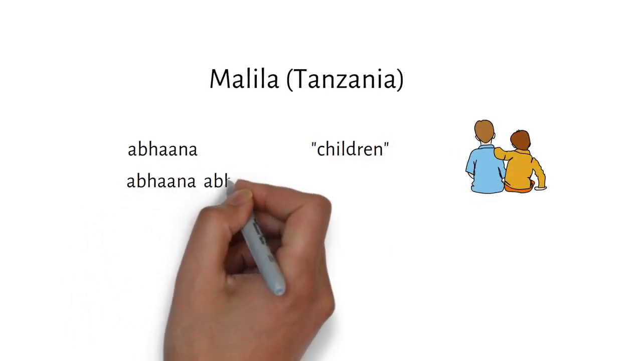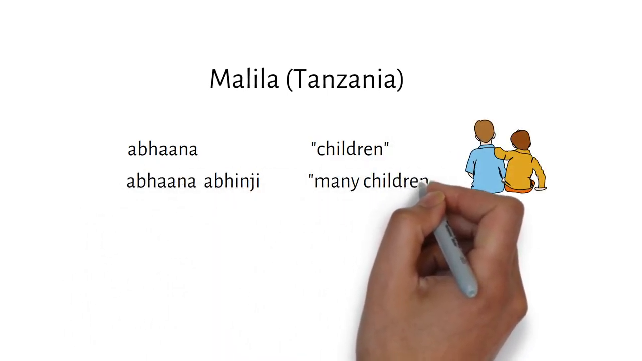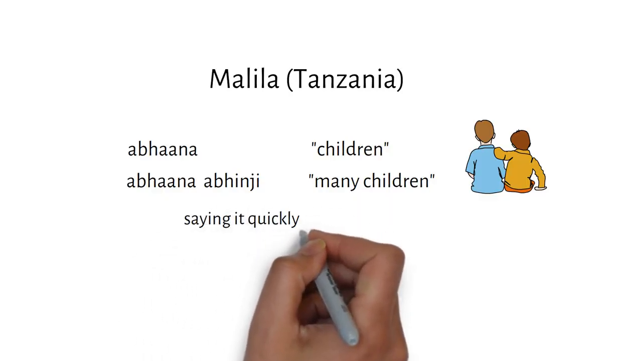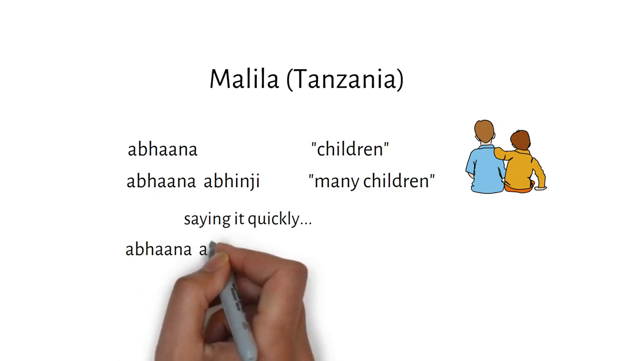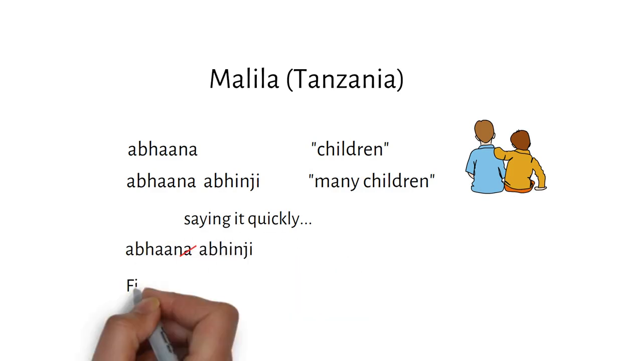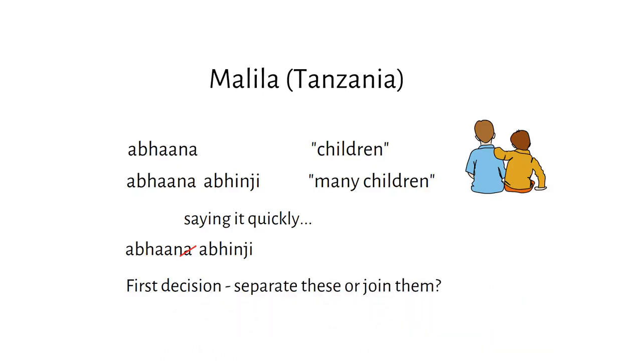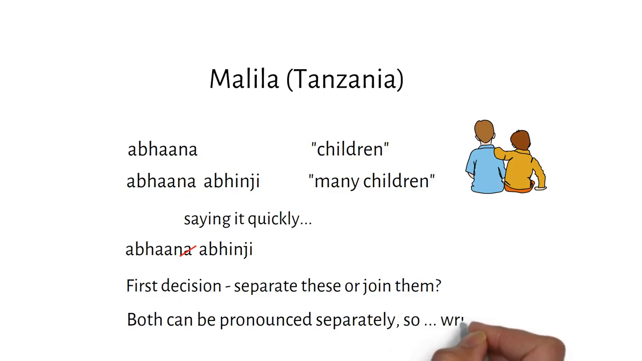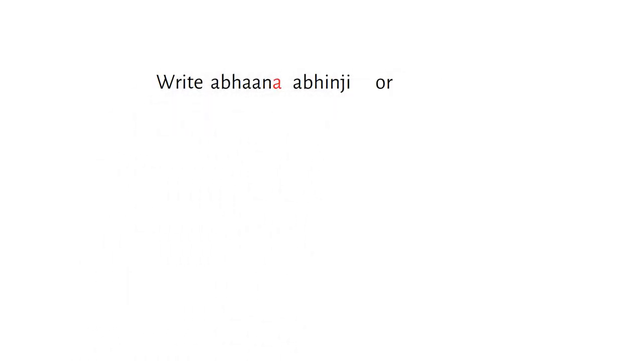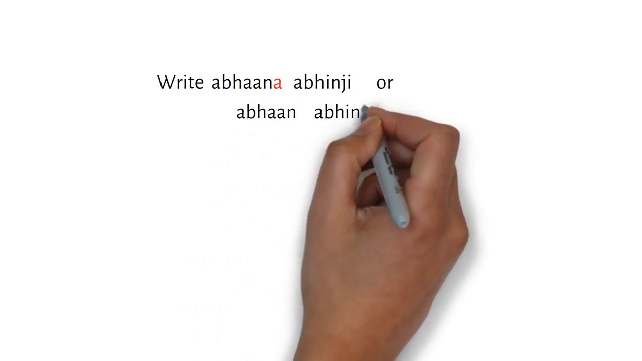Havana is "children," and Havana Avinji is "many children," literally "children many." If people say it quickly, the end of the first word drops out: Havana Vinji. Our first decision: do we separate these or join them? Both of these can be pronounced as separate words, so our first test votes for separating them. We still need to decide, do we write this or this?